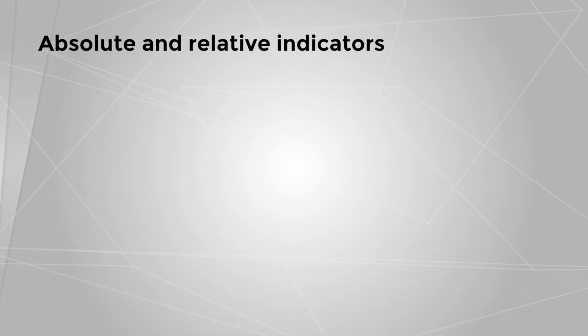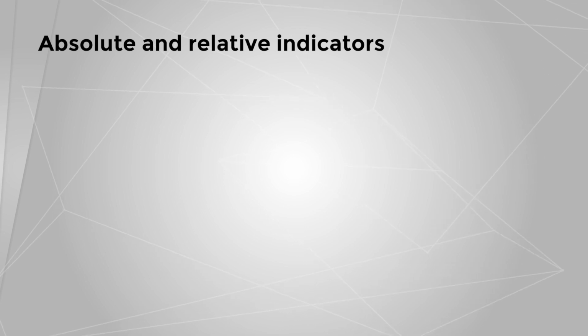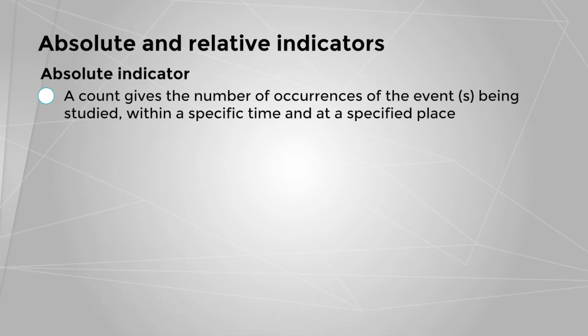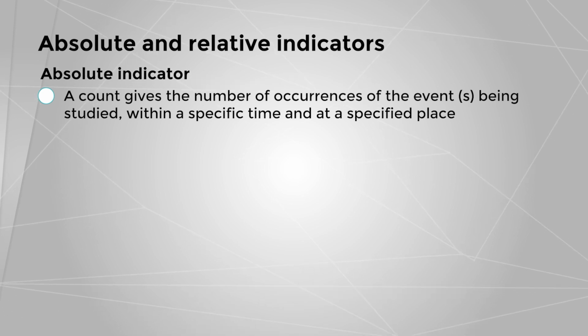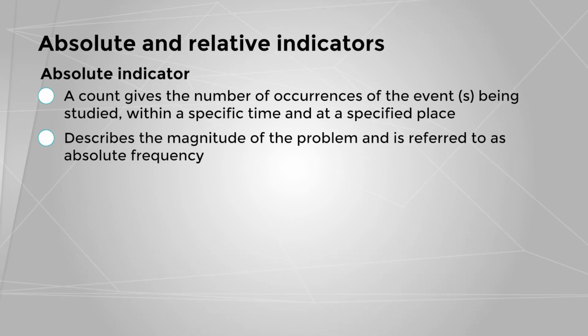Indicators can be of two types: absolute indicator and relative indicator. Absolute indicator. A count gives the number of occurrences of the event being studied within a specific time and specified place. It describes the magnitude of the problem and is referred to as absolute frequency. For example, the number of people who are diagnosed with asthma. This is useful, but this cannot reveal the gender-wise, age-wise or cause-wise distribution that is useful for policy making. Hence, we need to understand the relative measures.